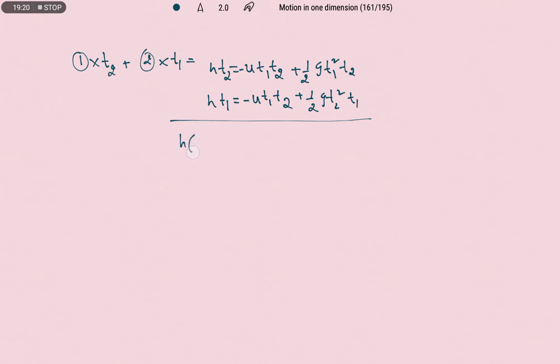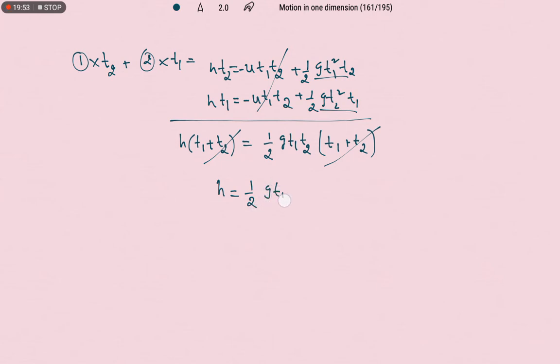So we are going to get h times (t1 plus t2). The ut1t2 terms get cancelled, and then half g t1 t2 we can take common, leaving (t1 plus t2). So what can we cancel? t1 plus t2 gets cancelled. Therefore h is equal to half g t1 t2. Let it be equation number 4.